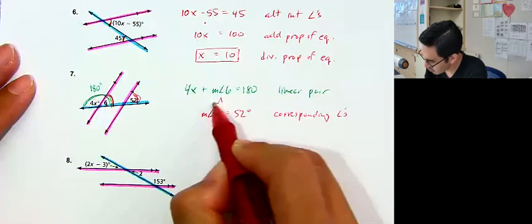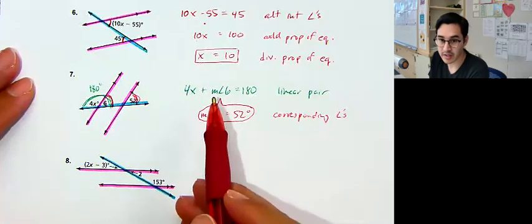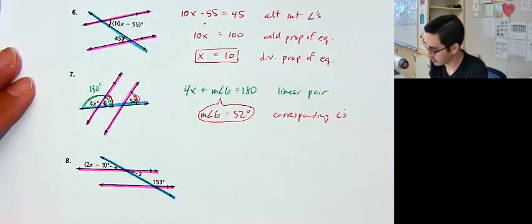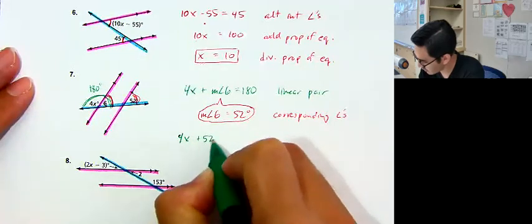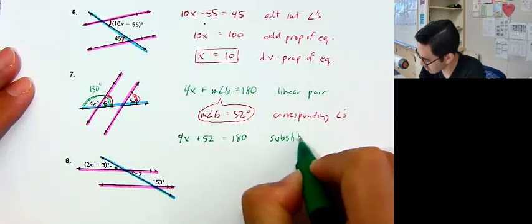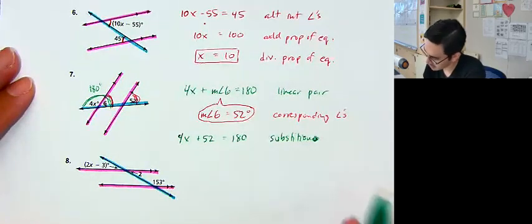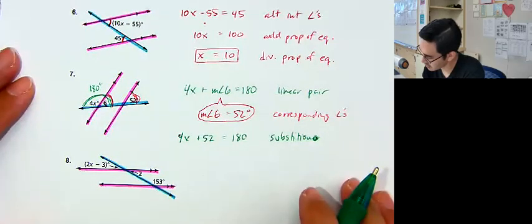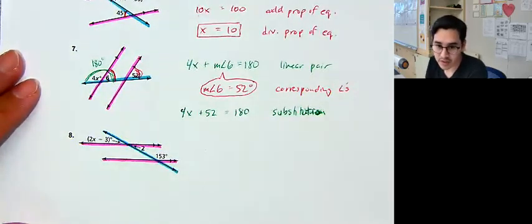Okay. And now what we can do is make a substitution. So we could replace the measure of angle 6 in the green equation with 52 degrees from our red equation. And so we're going to have 4x plus 52 equals 180. Substitution. I don't think I spelled it right. Substitution.